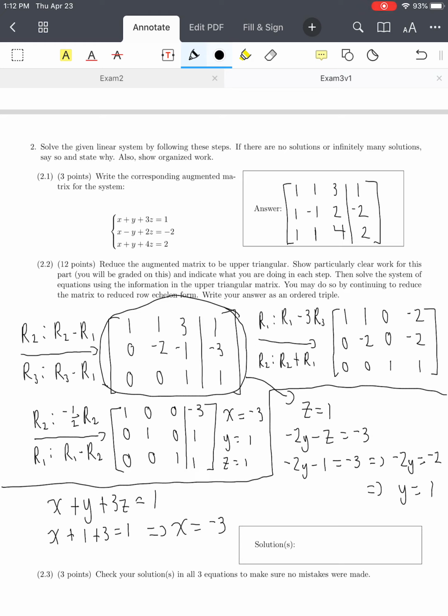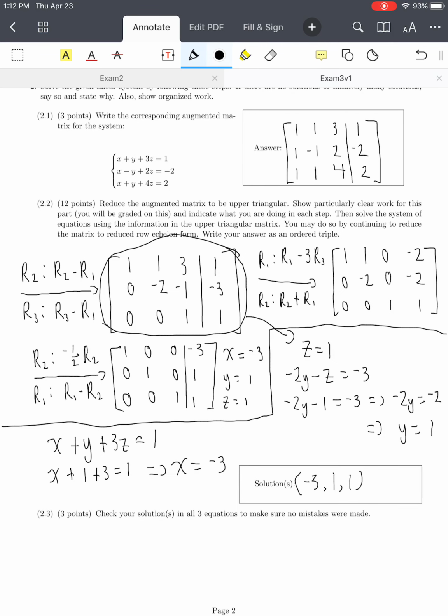So those are two separate ways of solving the second half of this problem. So writing our answer as an ordered triple, we get negative 3, 1, 1.